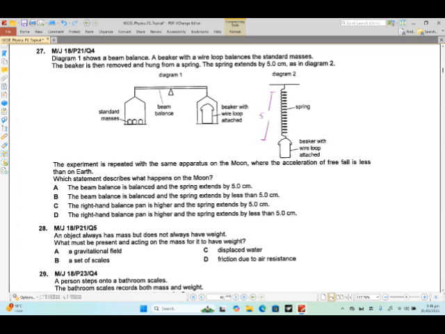Okay. The experiment is repeated with the same apparatus on the moon, where the acceleration of free fall is less than that of the earth. Which statement describes what happens on the moon?